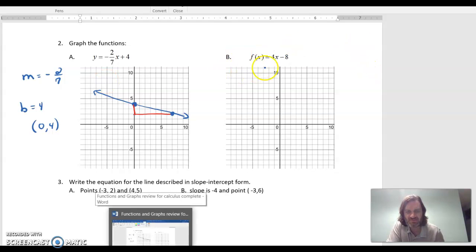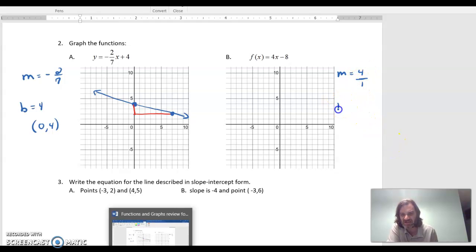The next one, f of x equals 4x minus 8. Again, that is in y equals mx plus b form. The m there is 4. So let's make that 4 over 1. Treat it as a fraction, change in y over change in x. And the b is negative 8, so that is 0, negative 8 for the y-intercept.